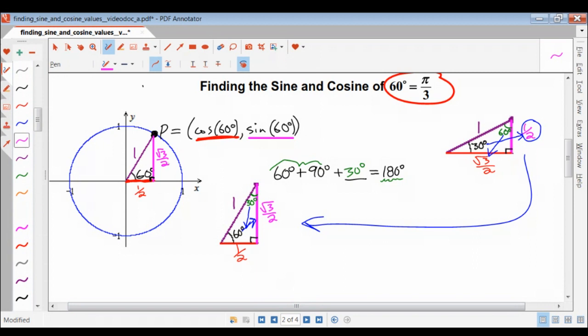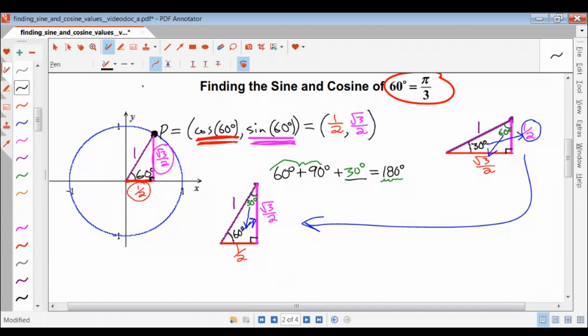And that then means that the coordinates of this point must be, well, cosine 60 is the x coordinate, this horizontal value. We see that that must be 1/2. So cosine 60 is 1/2, comma, well, sine of 60 here is the vertical coordinate. We've discovered the vertical coordinate is root 3 over 2, so this value must be root 3 over 2.